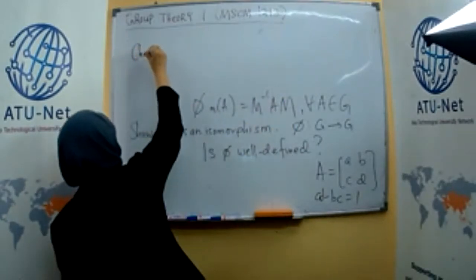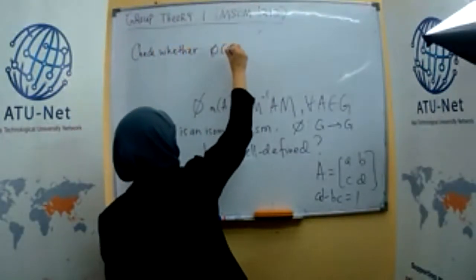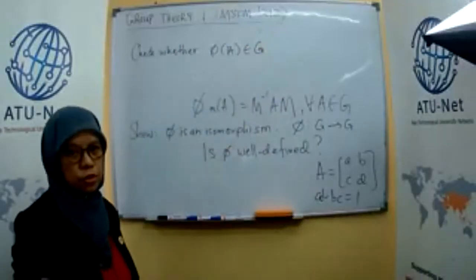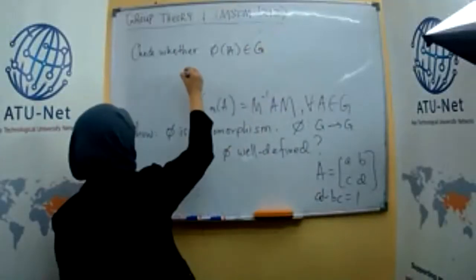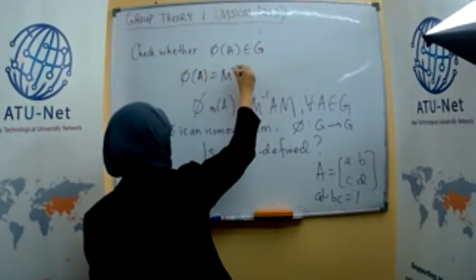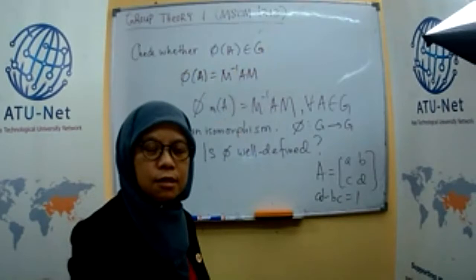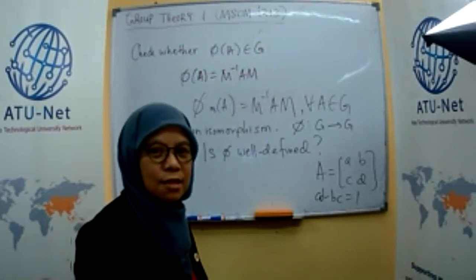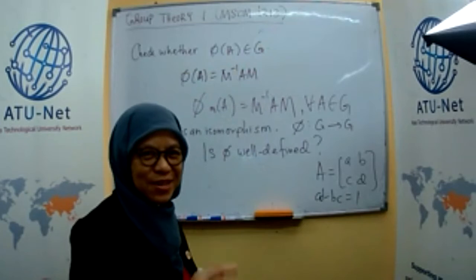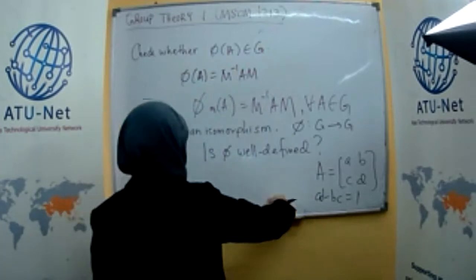Check whether phi of A is also in G. How do you check? Phi of A is M inverse AM. My voice, is it clear? Okay, make sure you can hear me and you can see me clearly. Yeah. Okay.